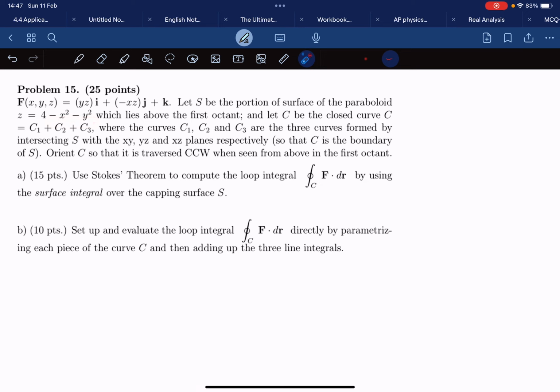Let C be the curve C equals C1 plus C2 plus C3, where the curves C1, C2, and C3 are the curves formed by intersecting S with the XY, YZ, and XZ planes, respectively. So let's sketch a picture of what this will look like.